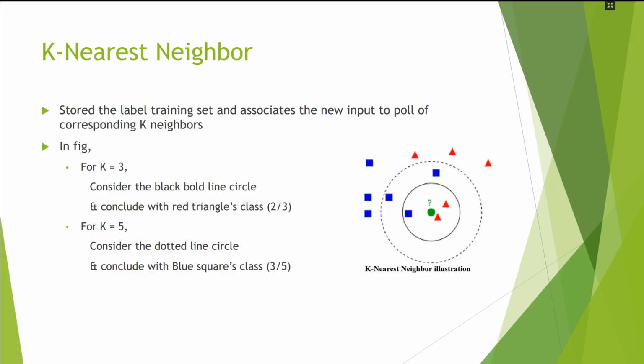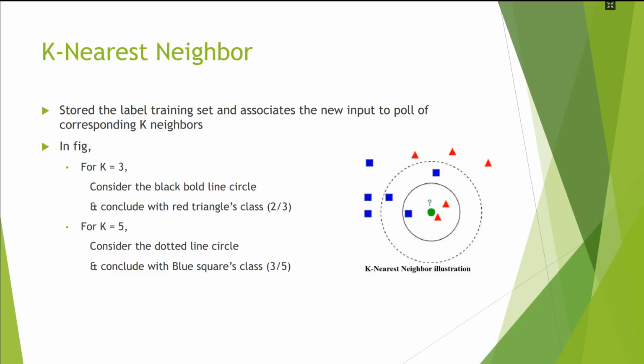If you take a look at the figure, for the green dot which came up newly, for a k value of 3, corresponding to the black circle, the three nearest neighbors are two red triangles and one blue square. So for a k value of 3, we'll classify the new data as a red triangle.